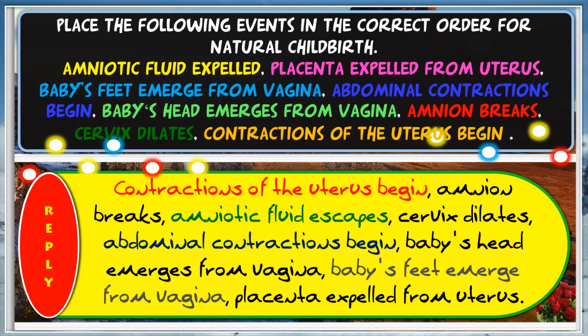Contraction of the uterus begin. Amnion breaks. Amniotic fluid escapes. Cervix dilates, abdominal contractions begin, baby's head emerges from vagina, baby's feet emerges from vagina, placenta expelled from uterus.